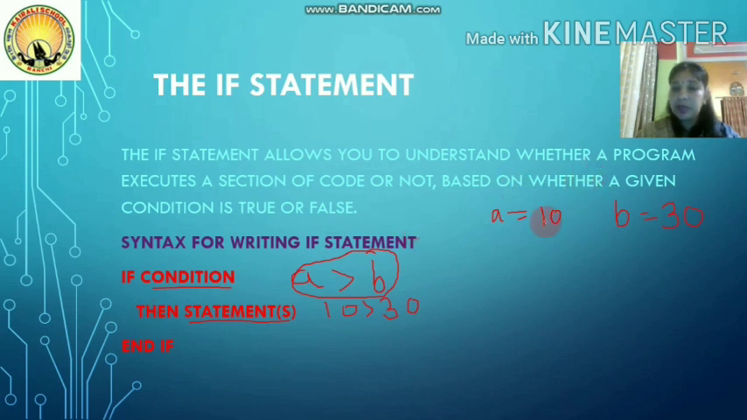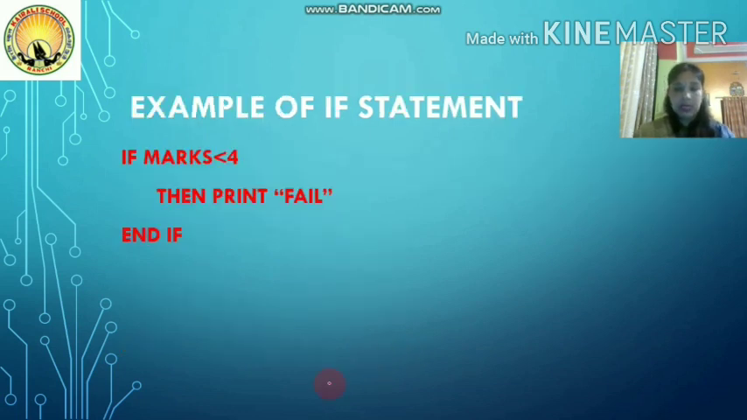Okay, now give some other value. Suppose A is 40 and B is 30. Now, is A greater than B? Yes. Now it will do the statement which I am writing here: print A. Clear? So it will be executed like this. I can show you easily with the help of basic code. So should I show this program? This way, suppose marks is less than 4, then print fail. This way it will be executed.